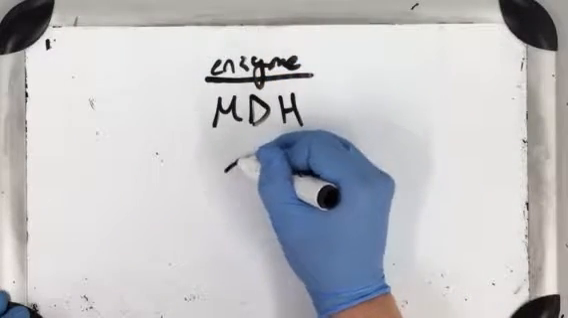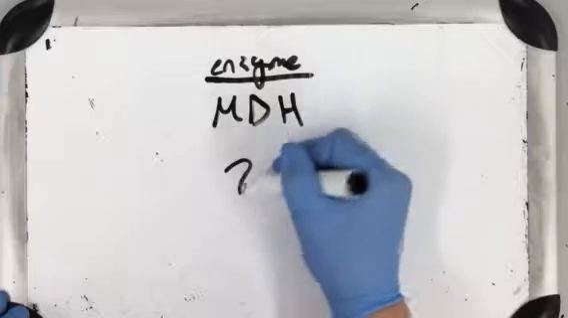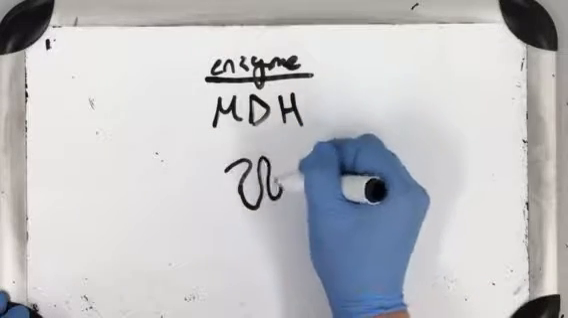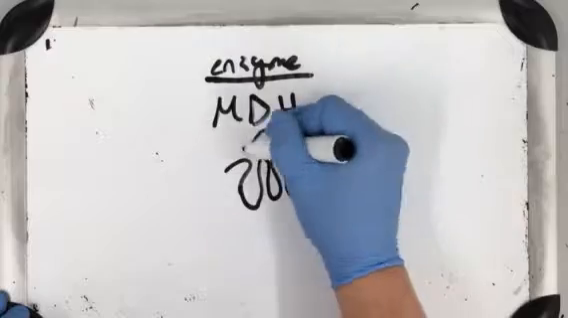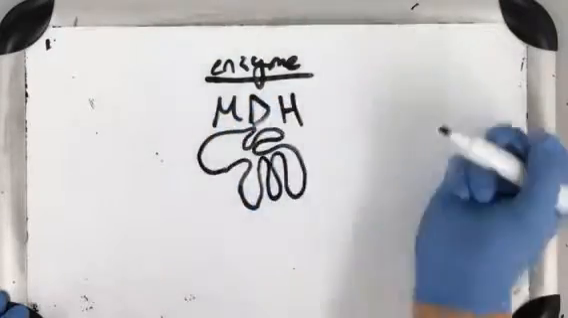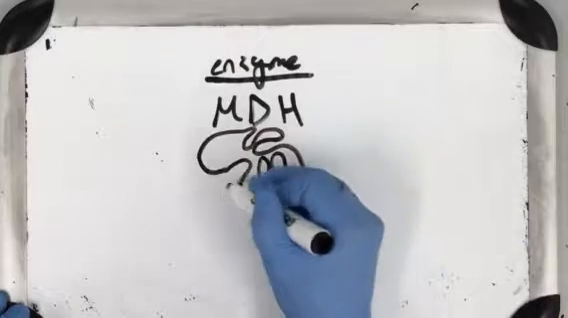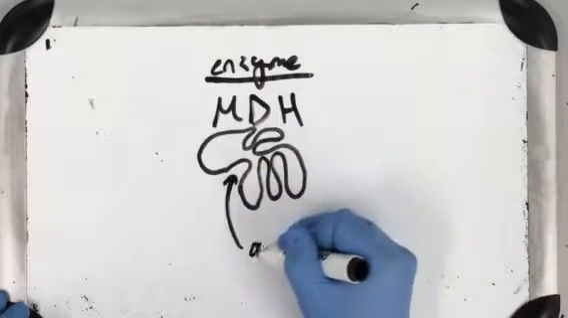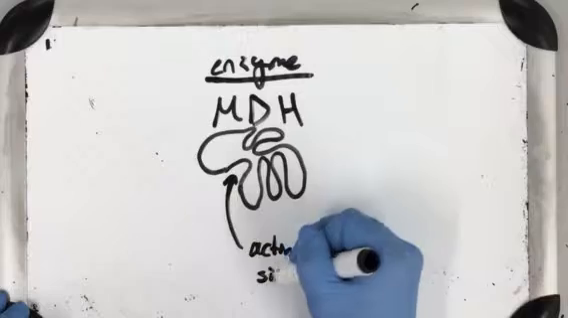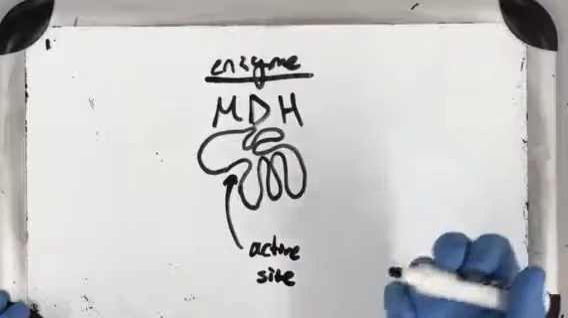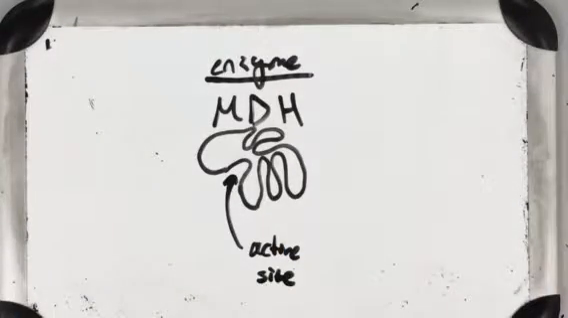Essentially, malate dehydrogenase is a string, remember, of amino acids like any protein. It's this big enzyme, and I don't know if that's how it looks, but what it has is this active site. And it allows a chemical reaction to occur when it otherwise wouldn't.